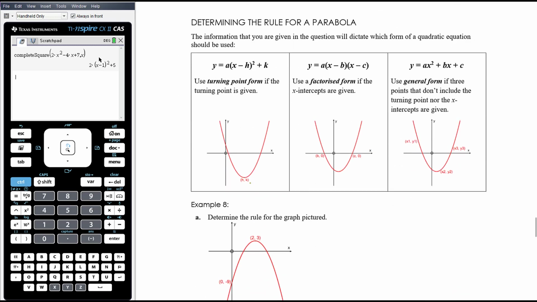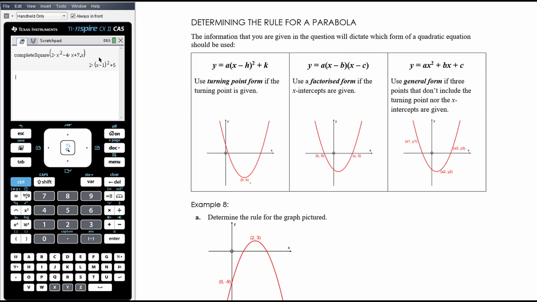Determining the rule for a parabola. Again, depending on the information you've got, that defines how you should start off with your equation. Even if you want to ultimately give the equation in that form, if you've got the turning point, you start with this form, you get the equation, then you expand it out to get it into that form. So don't be defined by it if a question specifies the form that your answer should be in. Don't assume that means that's how you should start. Just focus on what information have I got, what's going to be the easiest way to find the equation, then worry about getting the equation into the correct form once you've got it.